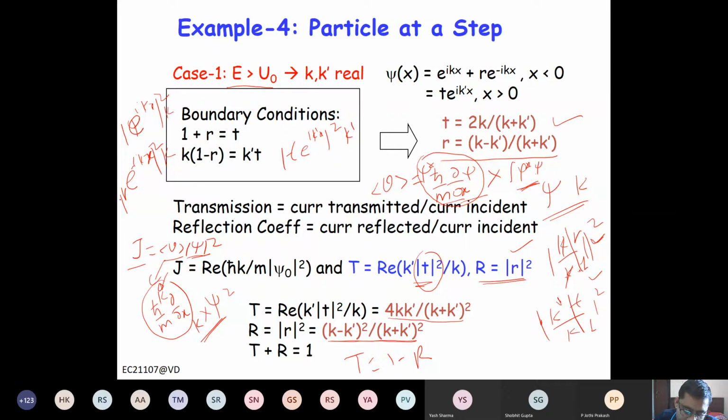So reflection will be r square, and transmission will be, sorry, t square times k prime by k. Is that okay? So this reflection and transmission are in terms of current, and current is obtained by multiplying by k, because h bar k by m is the velocity. Okay, very good.